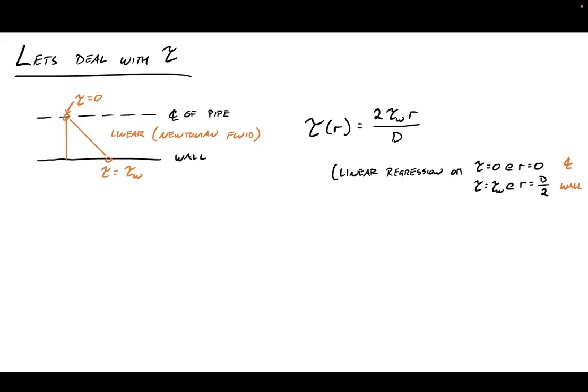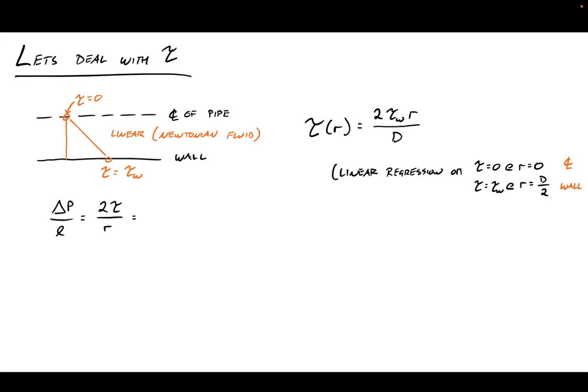left-hand side. And of course, we know a couple of places that we use to derive this from. Shear stress is 0 when radius is 0. That's the pipe center line, and shear stress is TW when we're at the wall, when R is equal to D over 2.